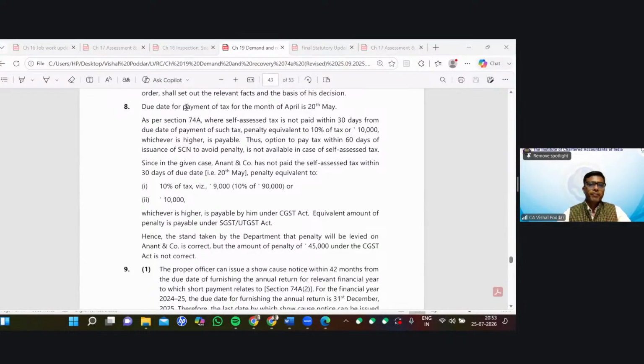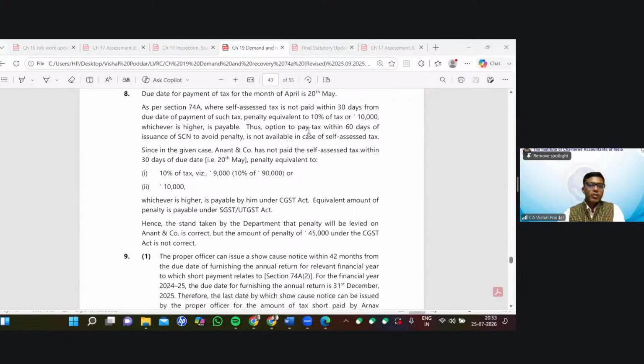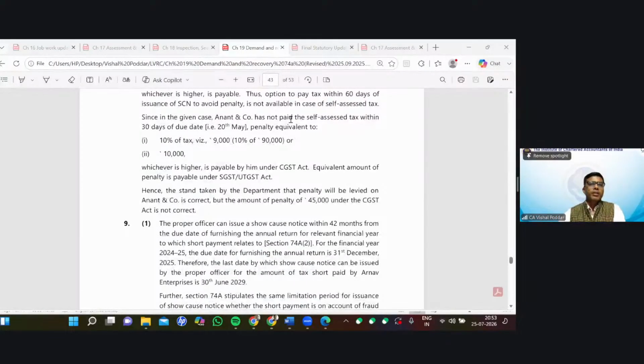So what is the point? The due date of the payment was 20th of May. As per 74A, where self-assessed tax is not paid within 30 days from the due date of payment of such tax, in that particular case, penalty of minimum 10% or 10,000, whichever is higher, is payable. Thus, the option to pay within 60 days to avoid penalty is not available. Since in the given case, Anant had not paid the self-assessed tax within 30 days, that is by 20th of May, penalty will be this amount. So in this case, the penalty will be 10,000 rupees.